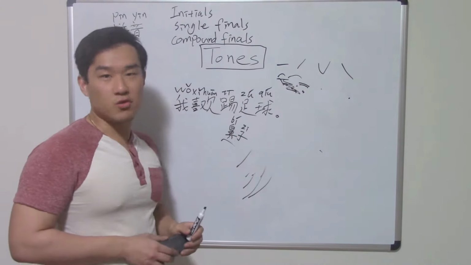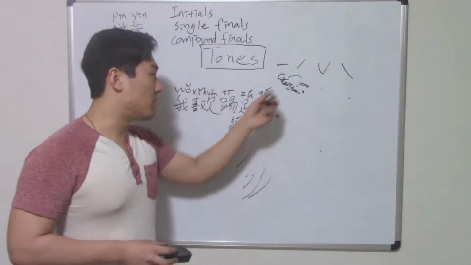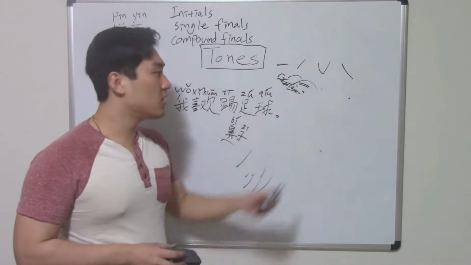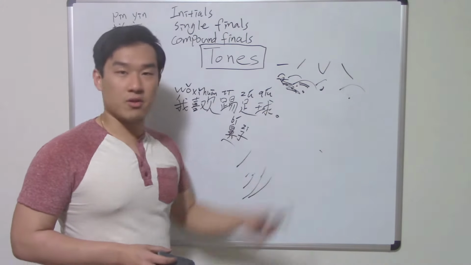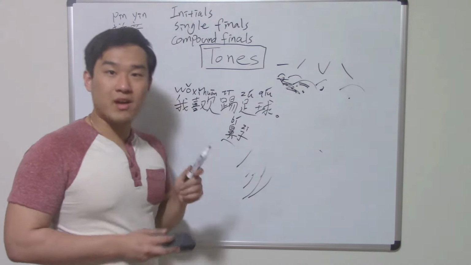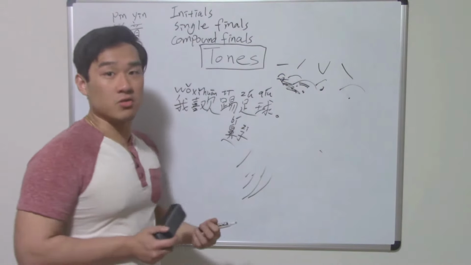Which one is 鼻子? 鼻子 will be the first one. 鼻子 will be the second one. 鼻子 will be the last one. 鼻子 will be the third one right here. Okay? Are you able to identify what I'm saying? If you can, are you able to say that correctly yourself?